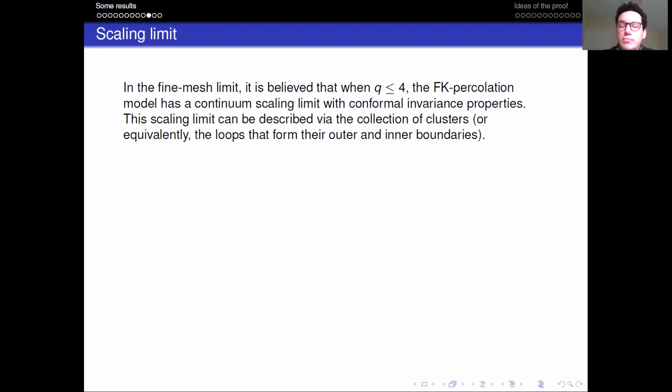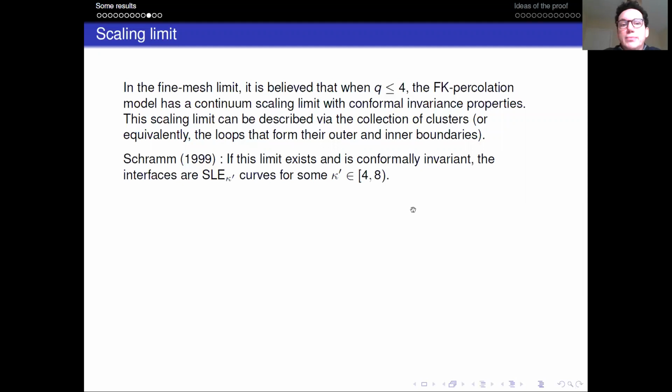So here in that case, what one means by scaling limit is that the collection of macroscopic clusters, when you take a fine mesh limit, would converge to something which you could describe either as a collection of clusters in the continuum, or by the loops that form the outer and inner boundaries of these clusters. So Oded Schramm told us that if this limit exists and is conformally invariant, as it's believed to be true, the interfaces will be one of his Schramm-Loewner evolution curves.